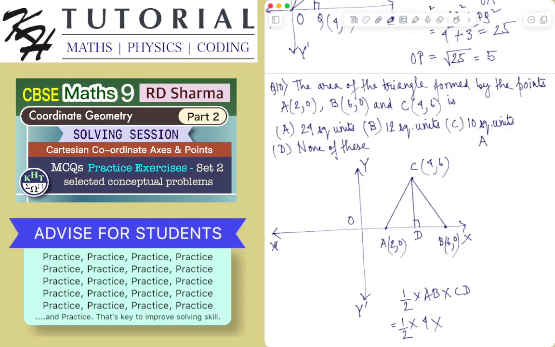CD is a perpendicular drawn on the x-axis, where D is the foot of the perpendicular. So I can say CD will be equal to the distance of the point C from the x-axis, which is equal to the modulus of the ordinate of the point C, which is 6. So this is equal to 12. The area of the triangle formed is 12 square units. So the correct choice is B.